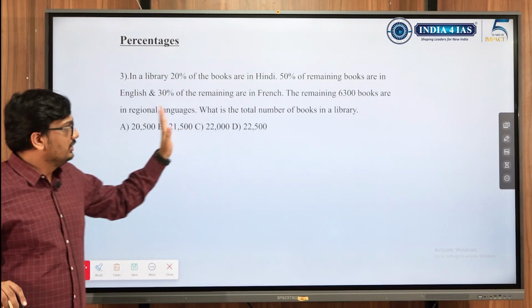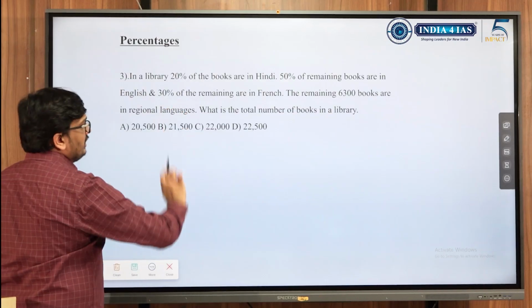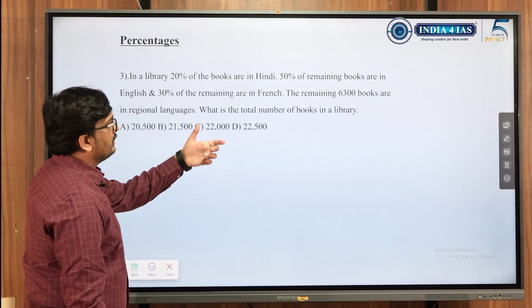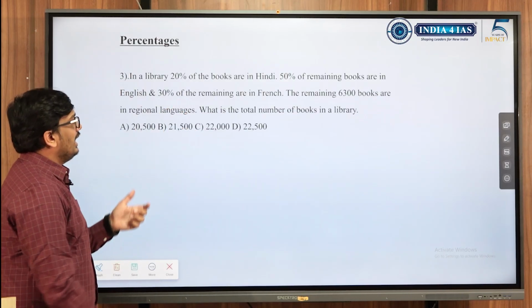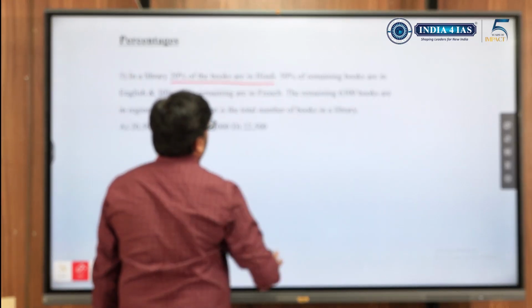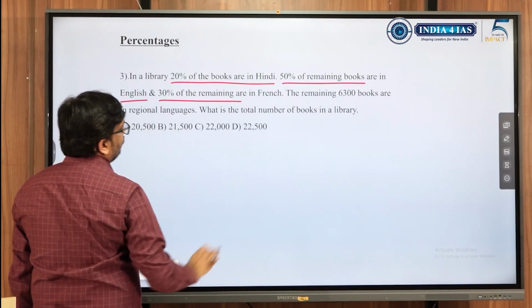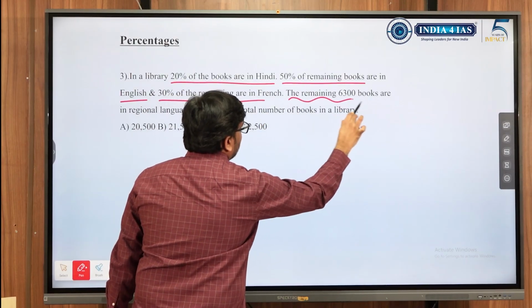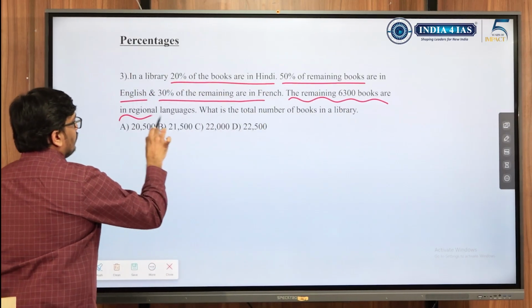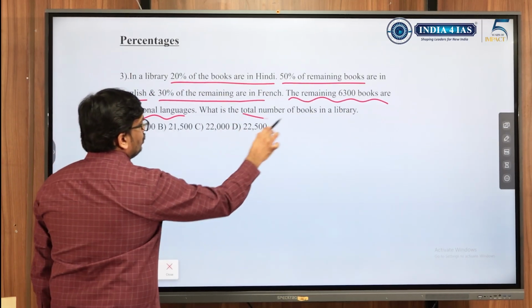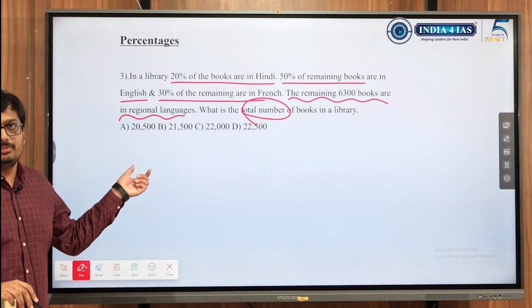From percentages. In a library, 20% of the books are in Hindi, 50% of the remaining books are in English, and 30% of the remaining books are in French. Always underline the keyword, it will be helpful to you to solve the question. The remaining 6,300 books are in regional languages. You should find the total number of books in a library.